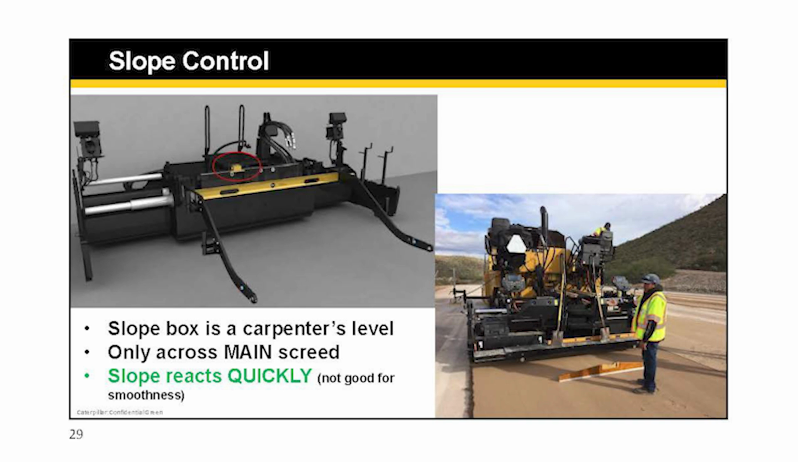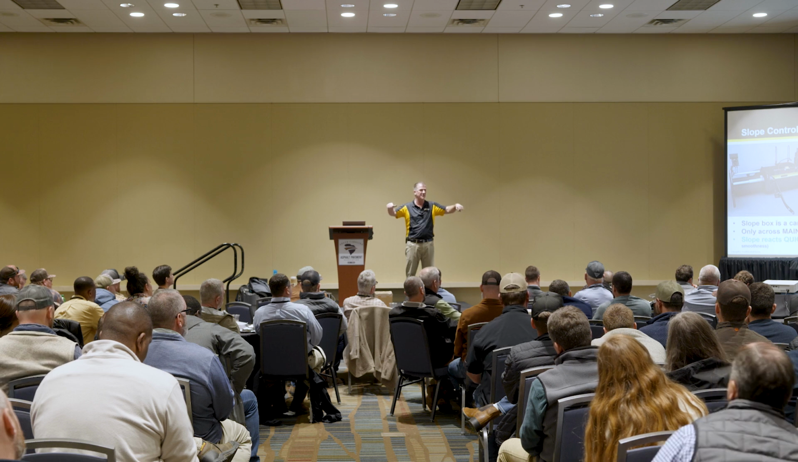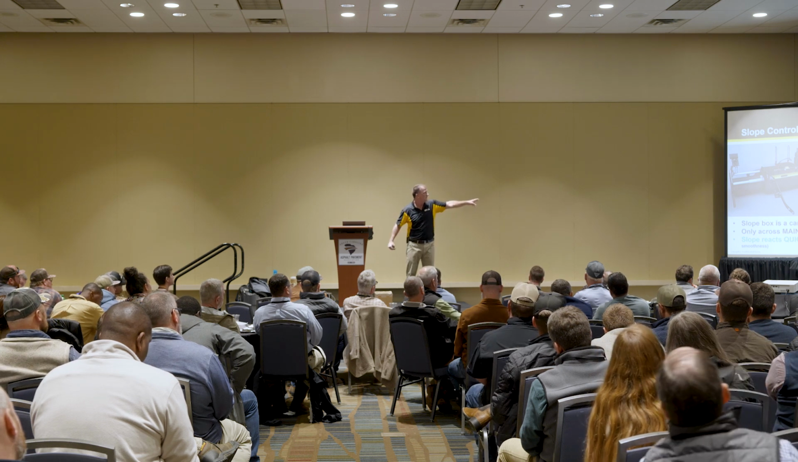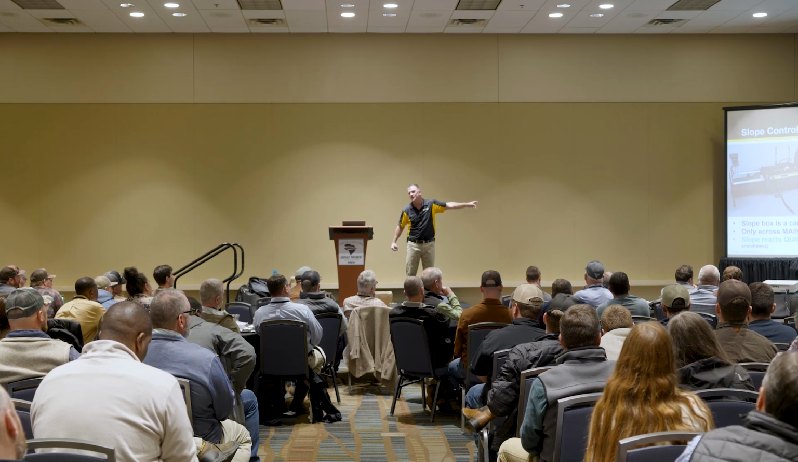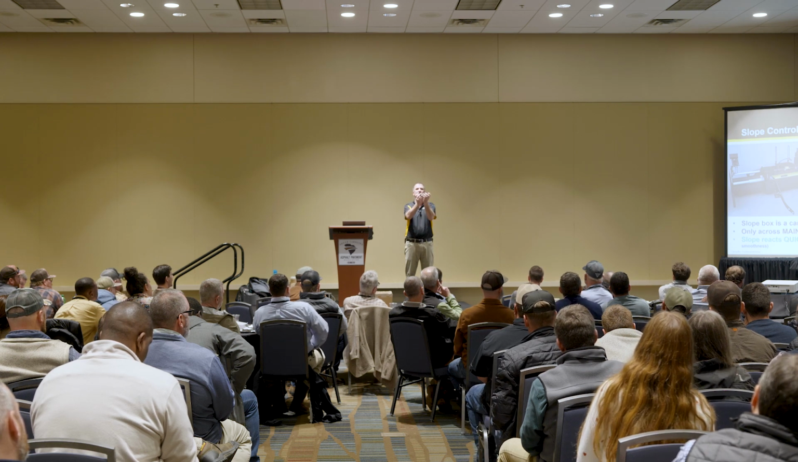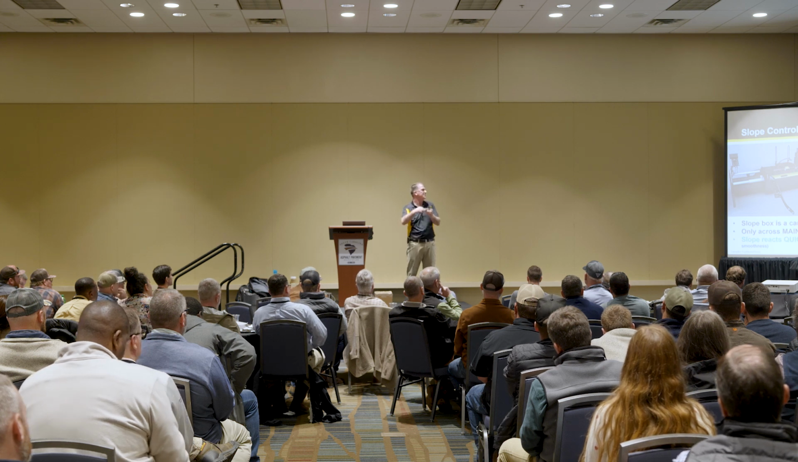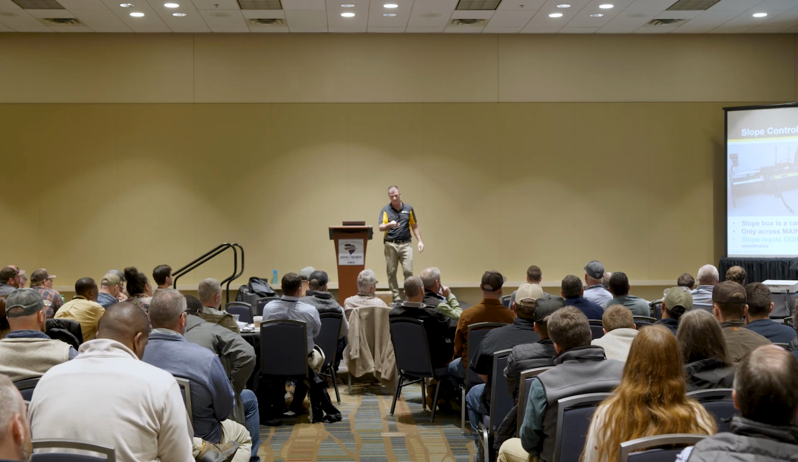Slope control. There's my screed again, there's the 2 toe arms on there. All that slope measurement, slope boxes, is a carpenter's level, right? Just a smart level or a carpenter's level, however you want to think of it, on a cross beam between the 2 toe arms. So it's measuring the cross slope of the main screed only, right? It's just the main screed that's fixed. It's measuring that cross slope as we pave.